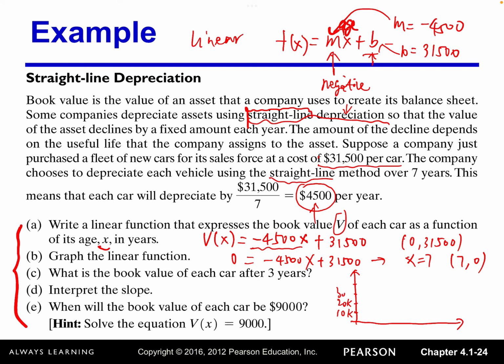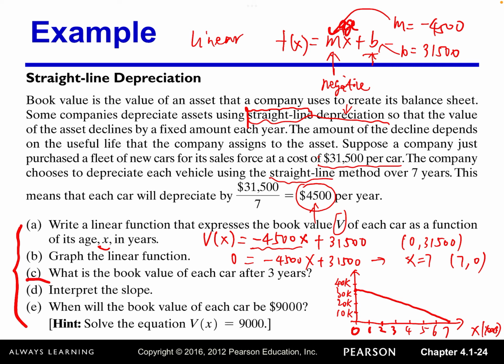So 31,500 is about here. This is the age, x in the unit of years. So connect these two points, and we can get a line.